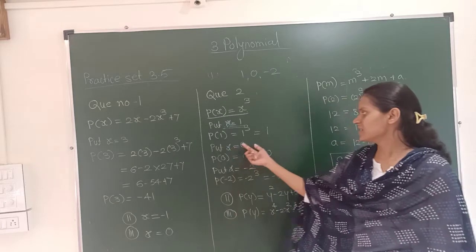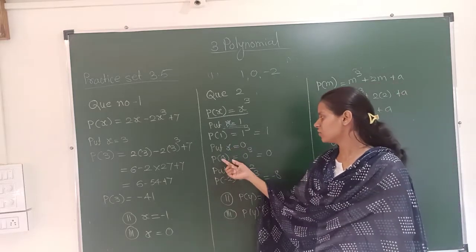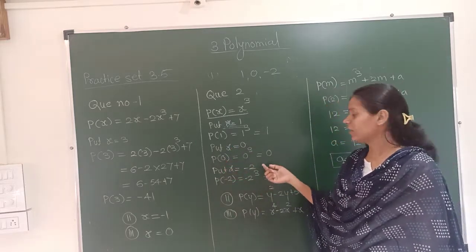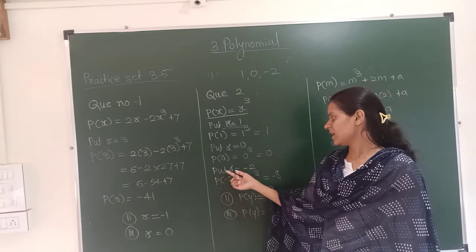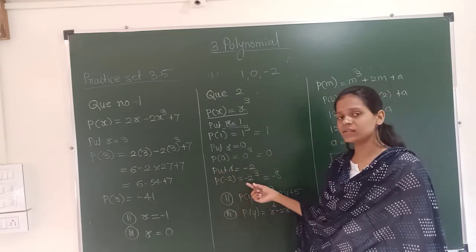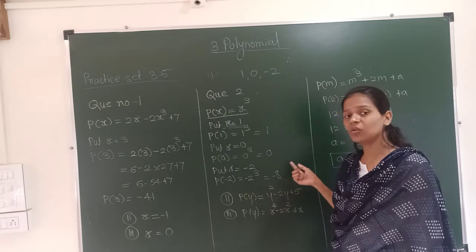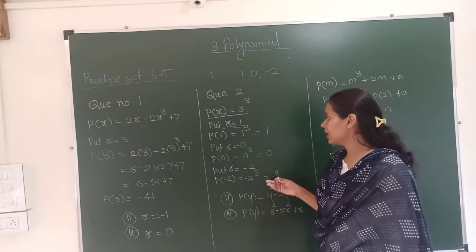Okay. Then x is equal to 0. P of 0 is equal to x raised to 3, so it will be 0. Put x is equal to minus 2. So p of minus 2 is equal to minus 2 raised to 3, which is equal to minus 8. So we have found the three values.